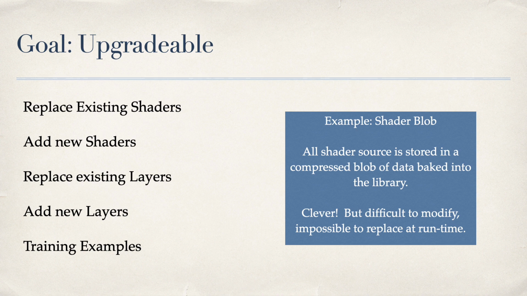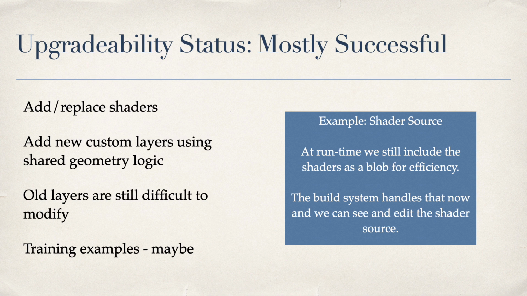Replacing existing layers was almost impossible without recompiling the toolkit. We wanted ways of doing that, adding new layers, and hopefully adding some more examples for these things. That turned out pretty well. We can now add and replace shaders. The shaders are stored in individual files, which can be edited using the correct editor for it on iOS, and then the build system will take care of the rest. Or at least that's mostly done at this point. It should be done by the end of the project.